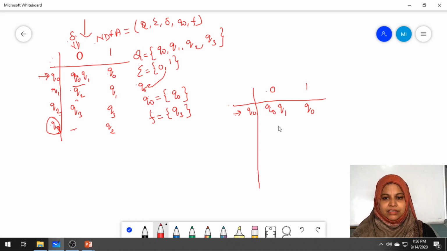Next, Q0, Q1 is a new state. Whenever we get any new state, we have to perform the transition for that state. Applying input on the initial state, we get Q0, Q1 as one state and Q0 as another. So Q0, Q1 is the new state. Q0 is already there, so no need to perform this one. Here I am going to use flower braces.